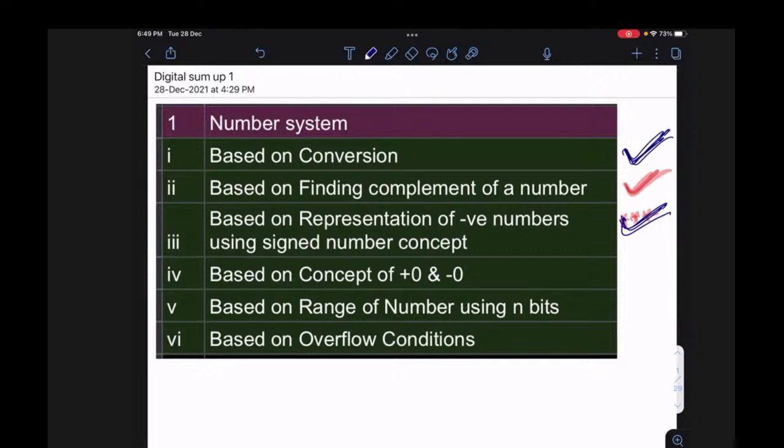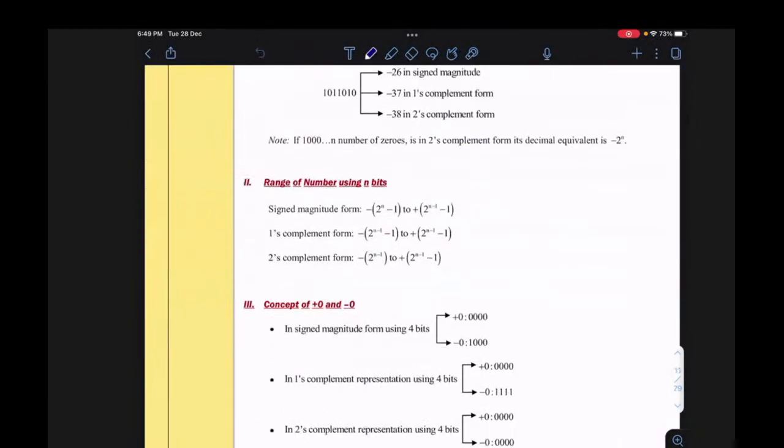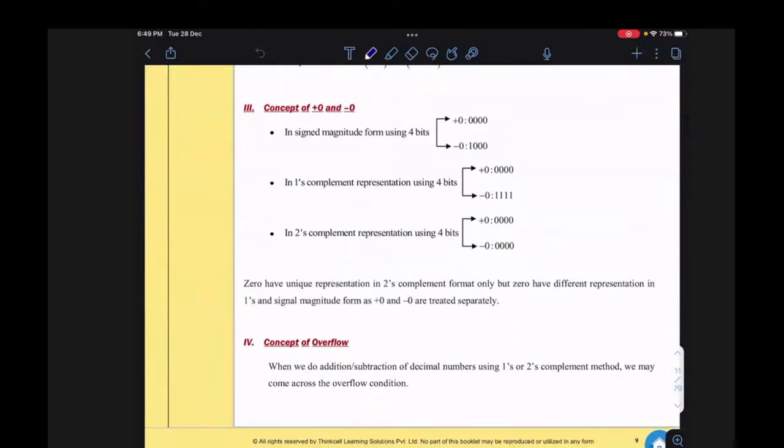But in signed number representations, the three categories which we said, sign magnitude, 1's and 2's complement, we have to see carefully what the plus 0 and minus 0 concepts are. The conclusion I'm just reading: 0 has a unique representation in 2's complement format only, but 0 has different representations in 1's complement and sign magnitude form.